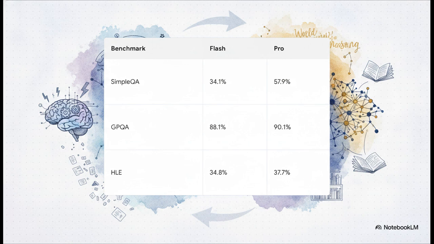Take Simple QA Verified, which tests strict obscure factual recall. Flash hits 34.1%, Pro hits 57.9%. The smaller model takes a material hit on embedded world knowledge. You can shrink the memory footprint and optimize the active reasoning paths all day, but facts are stored physically within the weights. You simply cannot compress away the need for raw parameter count when recalling obscure information.